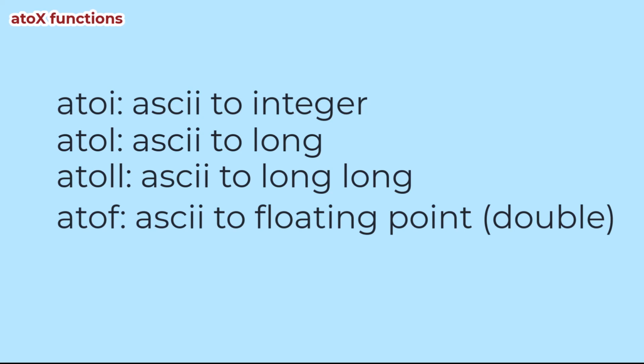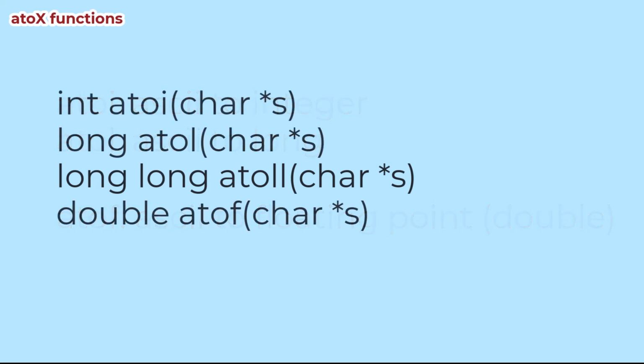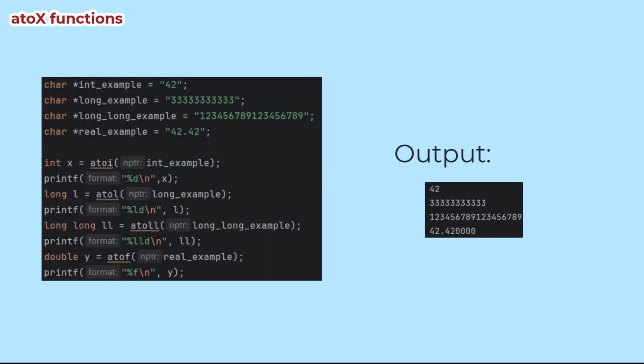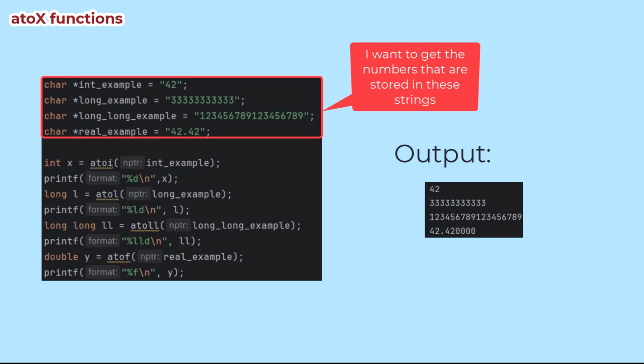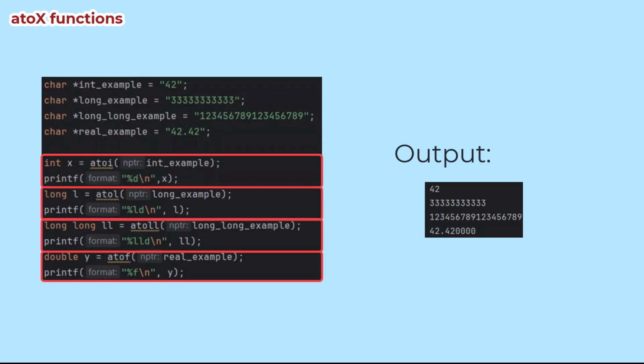If your string just contains a number, these atoX functions can work. They take one parameter, that is the string that contains the number, and the return type is the type of data that it will look for. Here's an example of each one. For each, I have a string that contains a number of that type, and you can see that the atoX functions correctly parse them to give us the type that we were looking for.